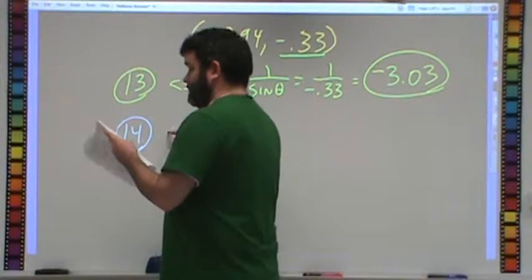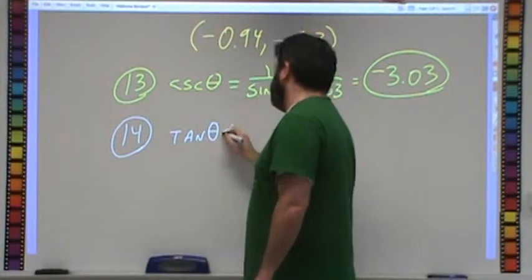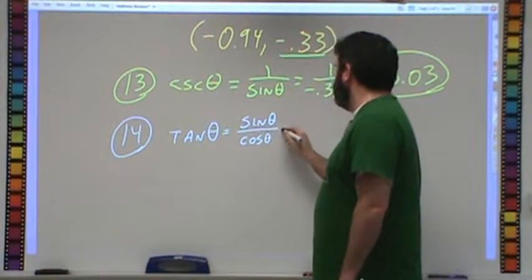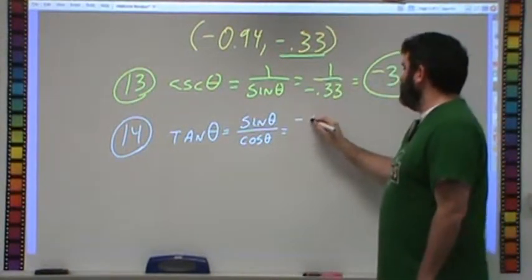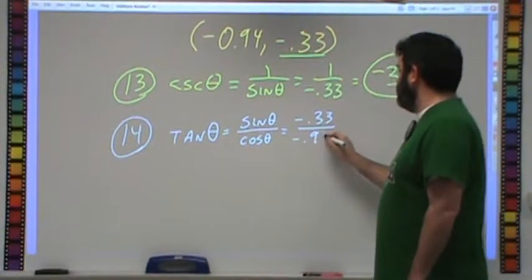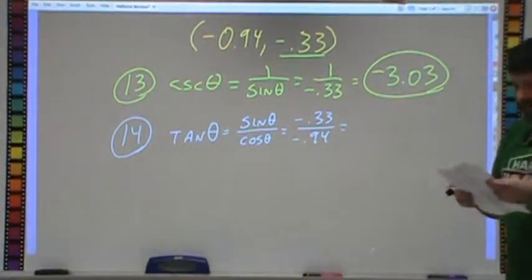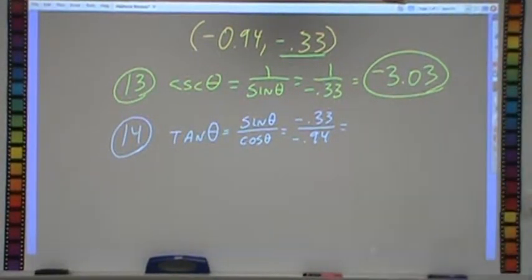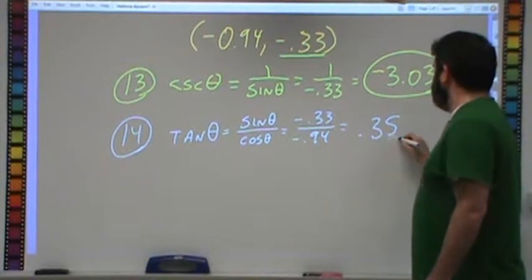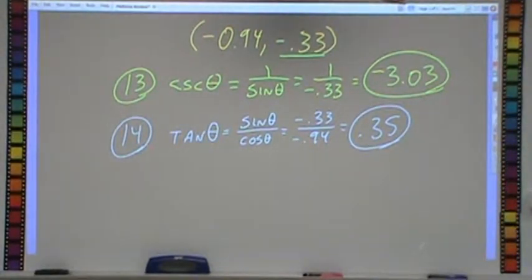14 is asking me for tangent of theta. Again, quotient identity, that's sine of theta divided by cosine of theta. Sine again is the y term, so that's negative 0.33. Cosine is the x term, so that's negative 0.94. I type that into a calculator, because I can't do that in my head. So 0.33 divided by 0.94, because the negatives are going to cancel out, and that gives me 0.35. So there's 14.